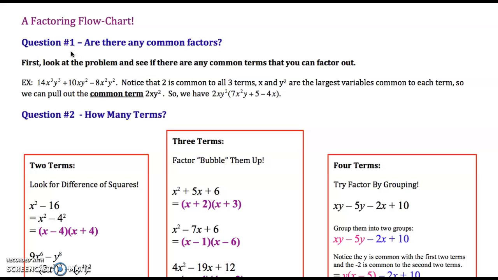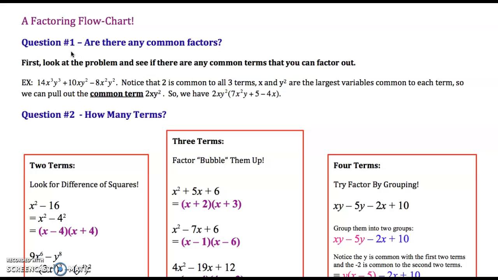So look at the problem and look at each term and see if there are any common terms that you can factor out. So in this example, 14x to the third y to the third plus 10x y squared minus 8x squared y squared. Notice that in each of the terms, the 14, the 10, the negative 8, there is a 2 common to all of the terms. So we can pull out a 2.